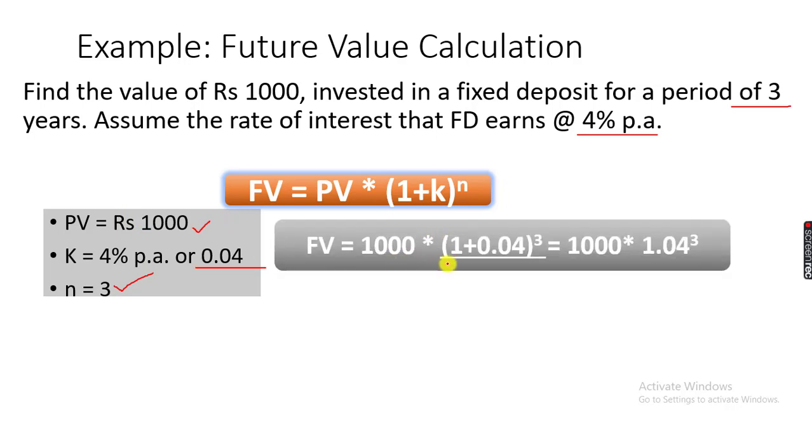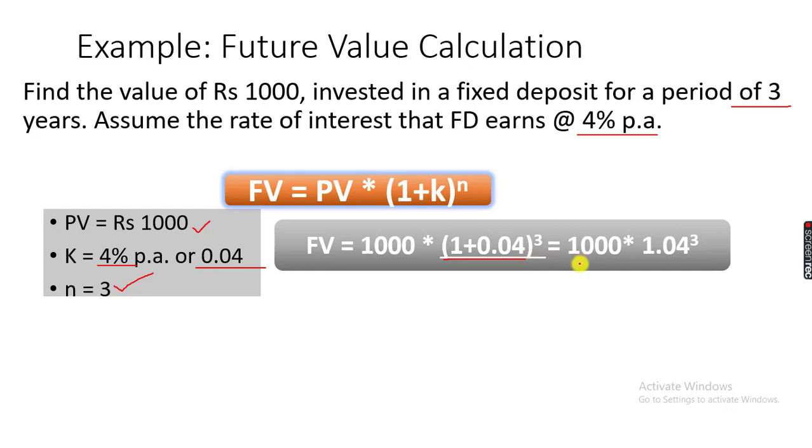FV is equal to 1000 into 1 plus 0.04 to the power of 3. Whenever the percentage of interest is given, we are required to take it in ratio form, like 0.04 if 4% is given. The same thing we have done here. It is 1 plus 0.04 to the power of 3.